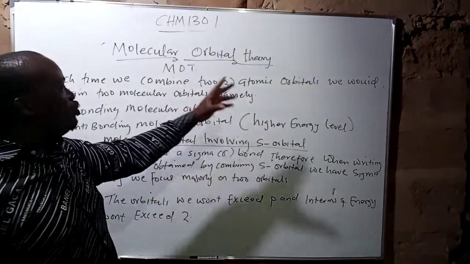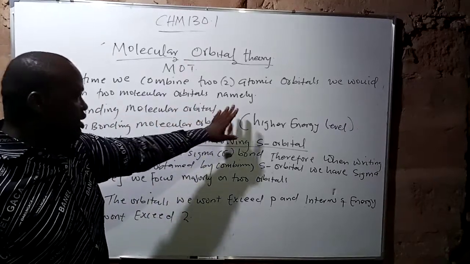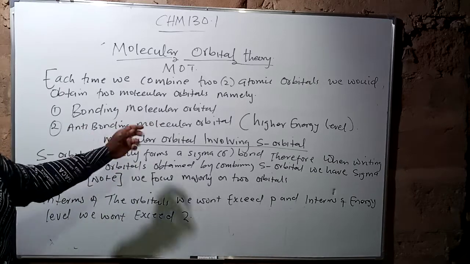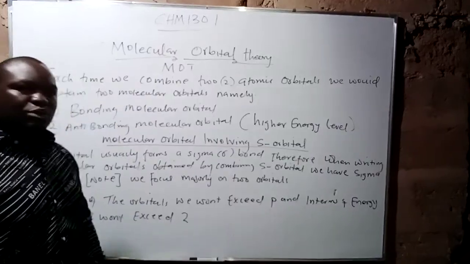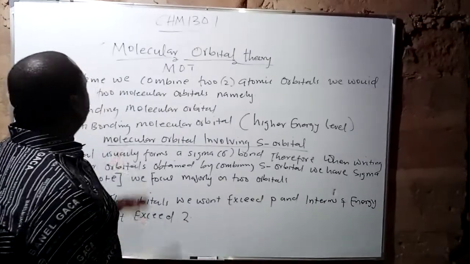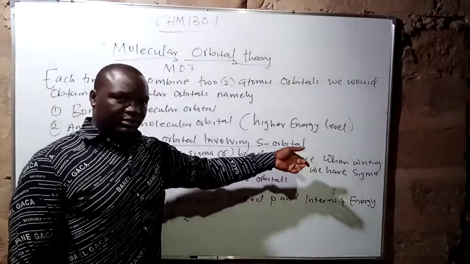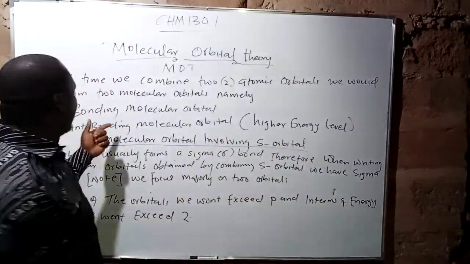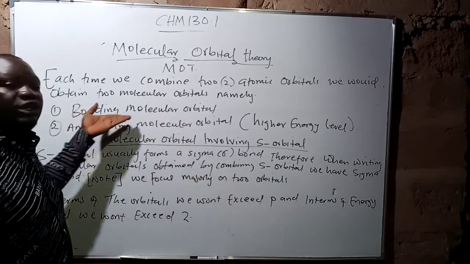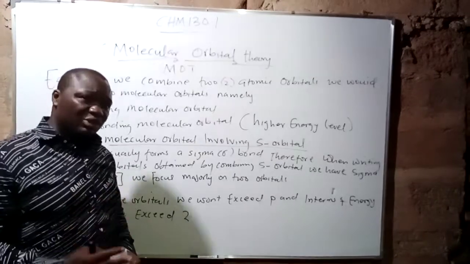Each time we combine 2 atomic orbitals, we obtain 2 molecular orbitals, namely the bonding molecular orbital and the antibonding molecular orbital. Note very well, this is our bomb I'm releasing now. The antibonding molecular orbitals are of higher energy level, more than the bonding molecular orbital. You're going to see it when we go in depth into this video.